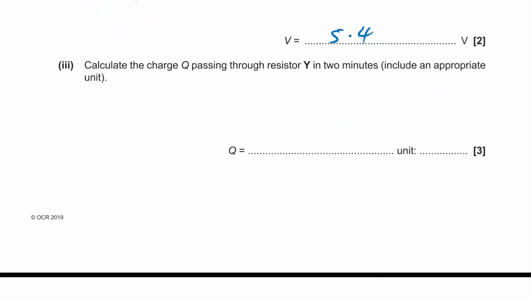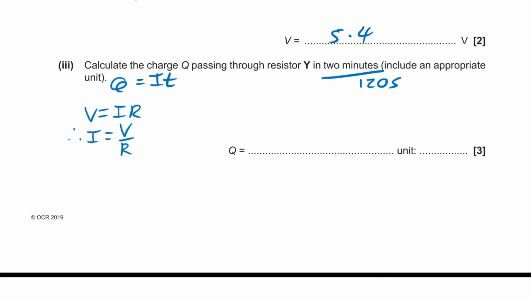Calculate the charge Q passing through the resistor in 2 minutes, 120 seconds. So first thing, we need the current, don't we? Because we know ultimately we're going to do Q equals IT to find the charge, but then we need to use Ohm's law to get the current. So therefore the current is equal to V over R. You could find the current first. Maybe you should, if you want to do it one step at a time. You could also just put it all in one go into the equation there.